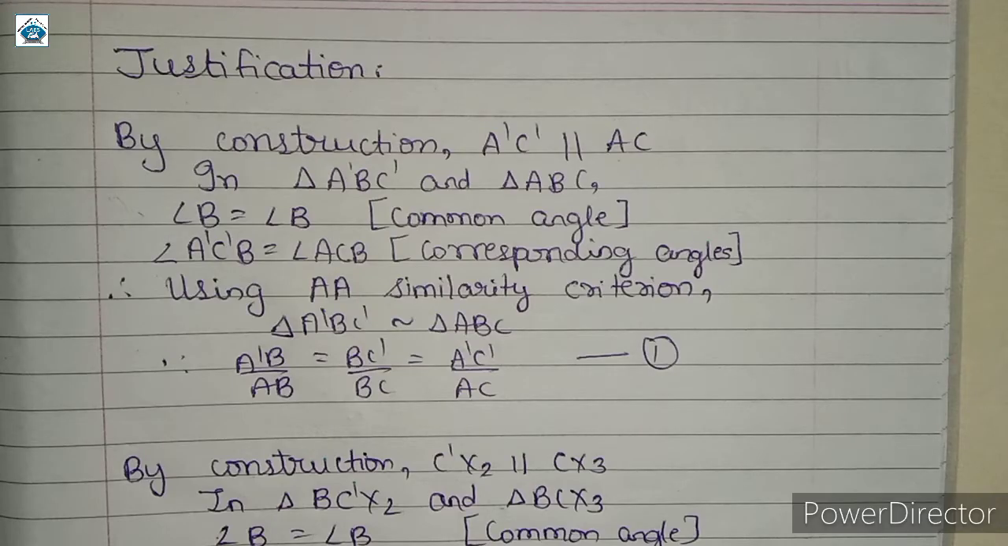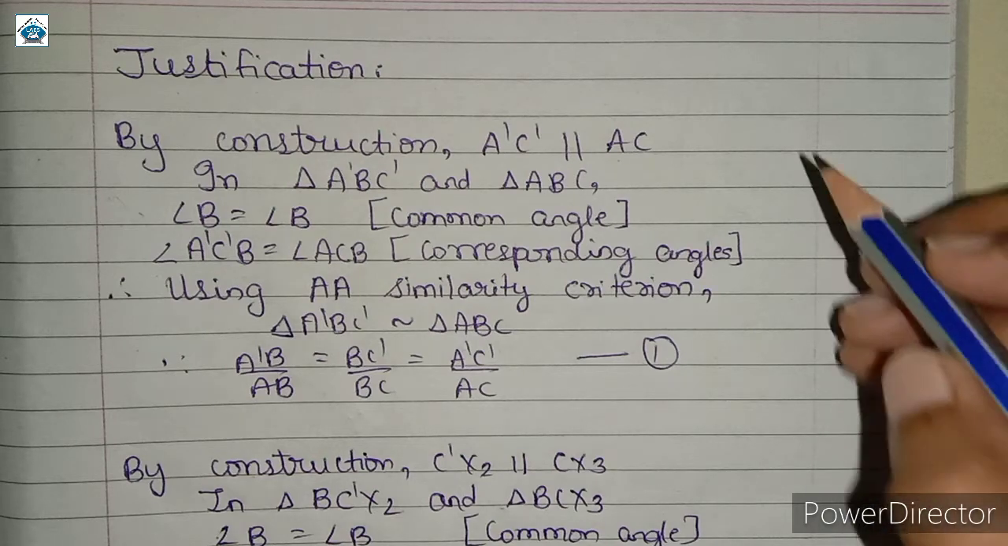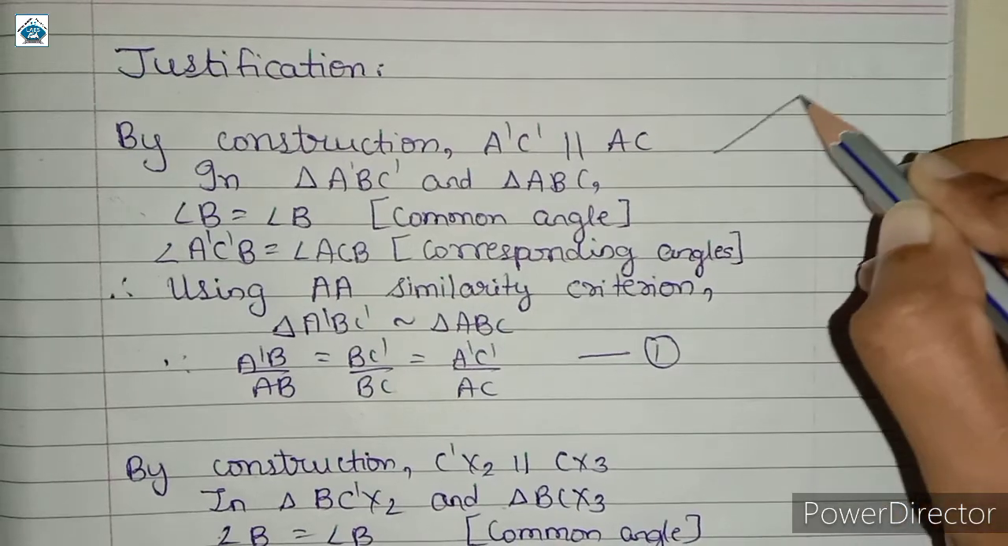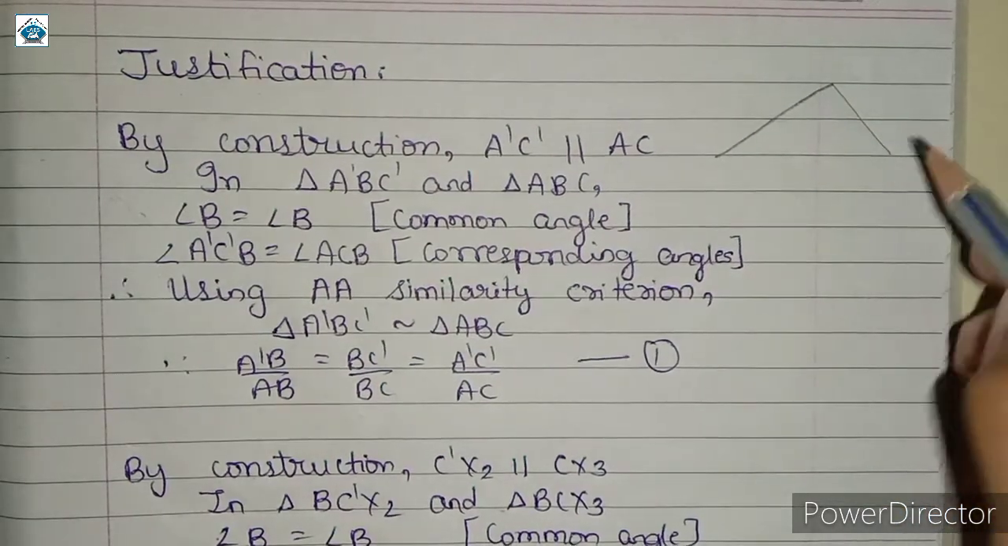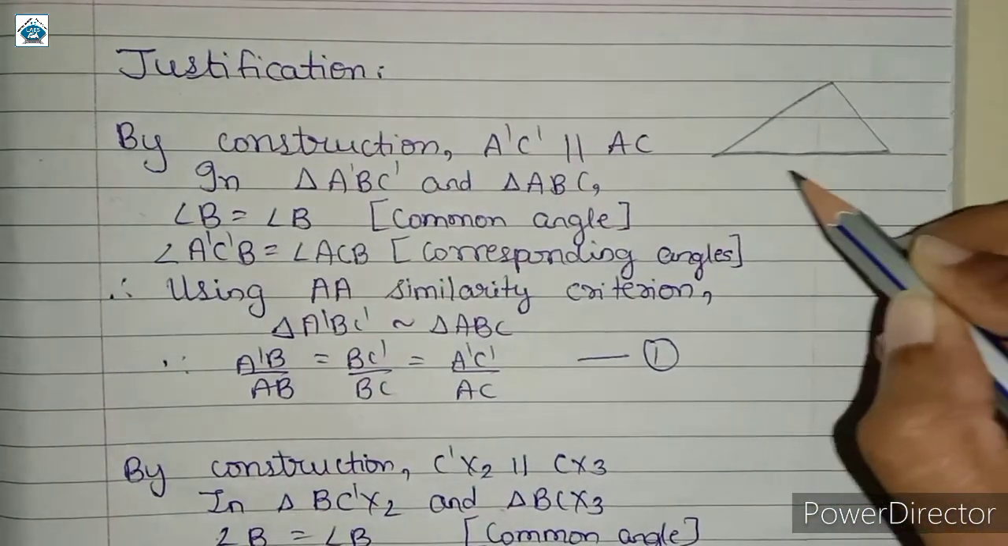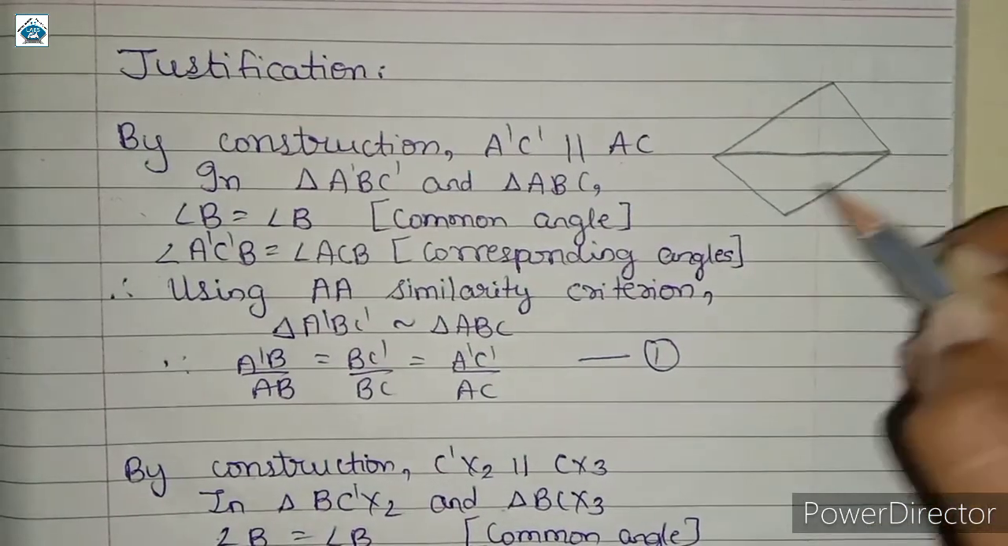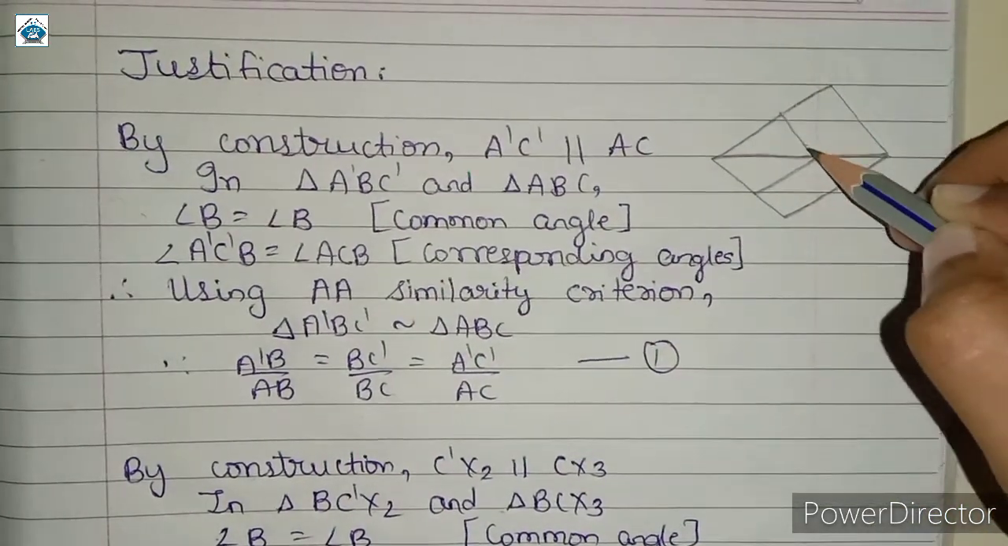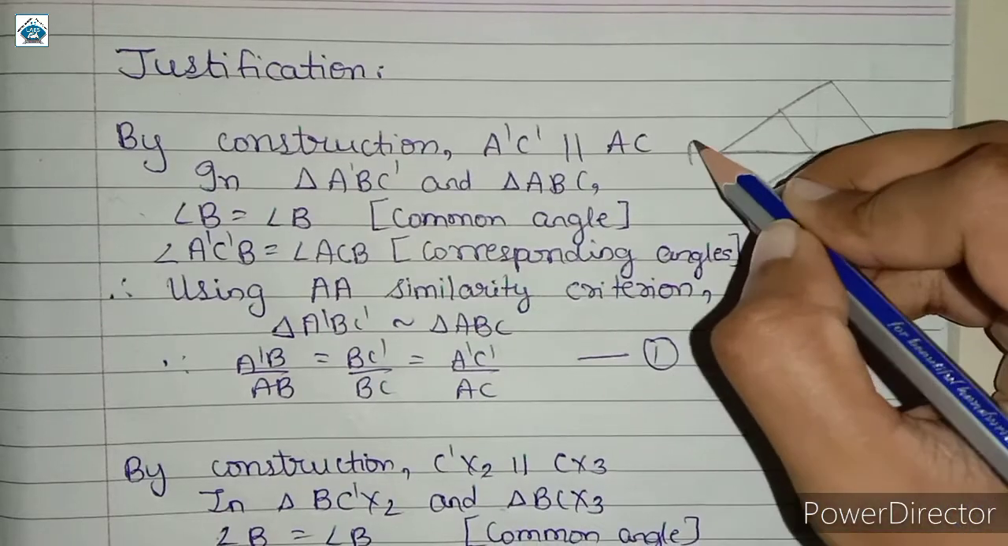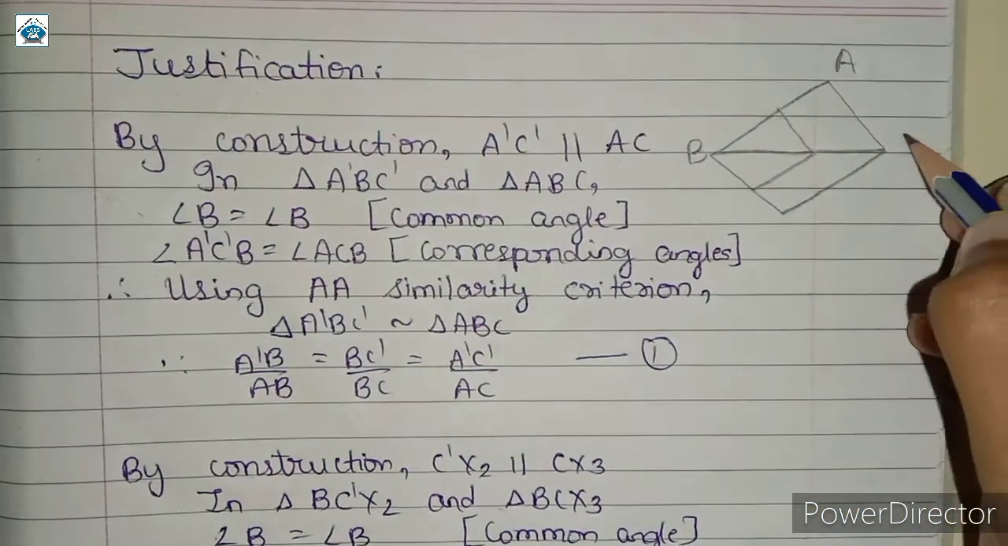Next, we need to justify our construction. So, I am just drawing a rough figure over here. This is only for explanation. You don't have to draw this. So, this is how we drew our figure. This is just a rough figure for explanation purpose.